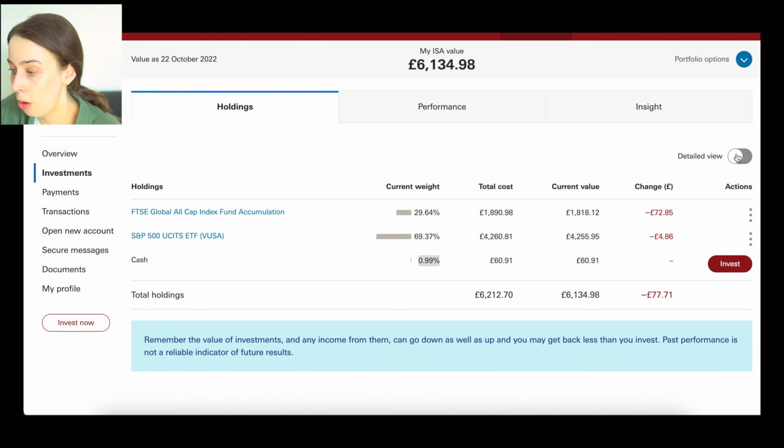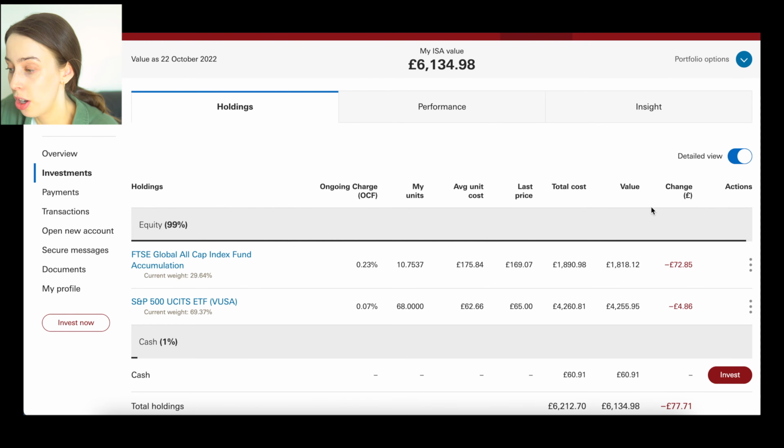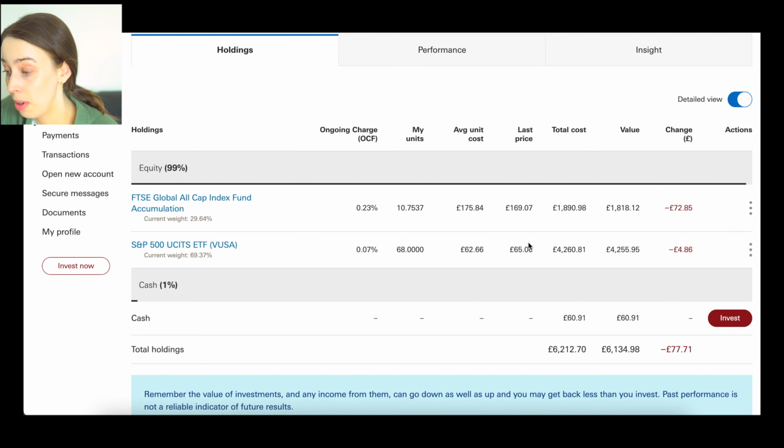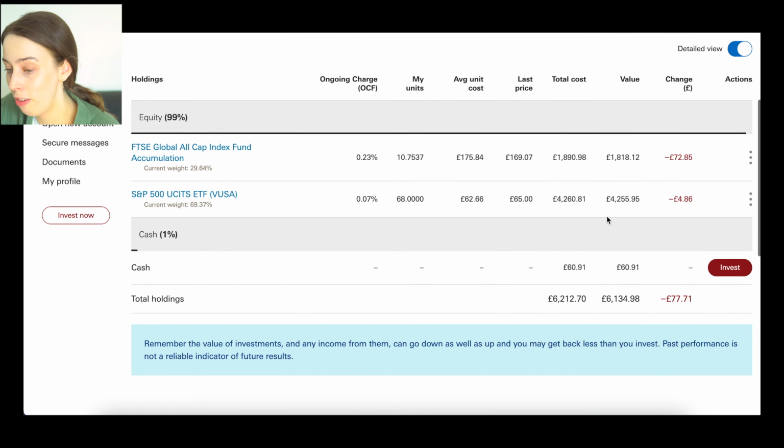You can as well put this into a detailed view. So you just switch this toggle here and it will give you more information. So you can see straight away you've got some other things here that you didn't have on the previous page. You got more information on how your portfolio is split up. So equity and cash. If you had any bonds, that would be here as well. It gives you information on the ongoing charges. Personally, I don't really care to see the ongoing charges here because that's something that I would have looked at when deciding to invest into these funds. But, you know, if you want it, it's here. The amount of units that you've got, the average unit costs, that could be something of interest, the last price, and so on. So you've got a little bit more information should you want it.